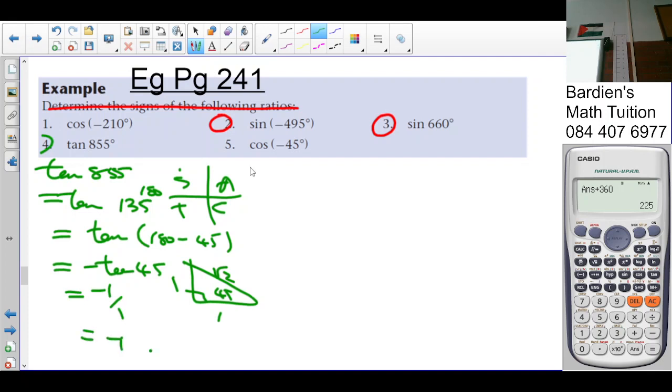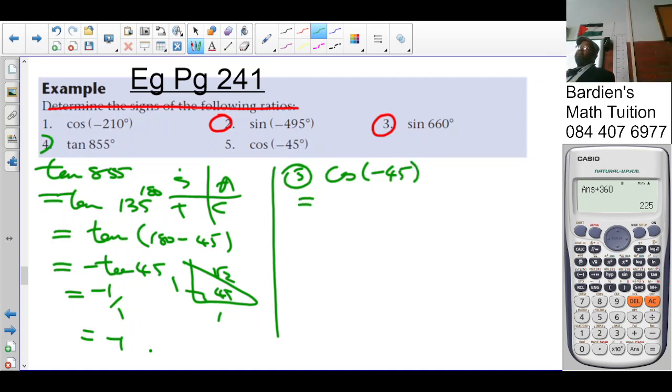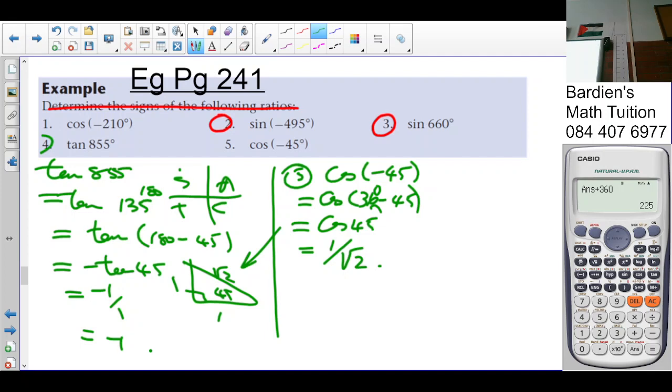Okay, and the last one, number 5. Cos of negative 45. Add 360 to this. What do I get? 315, not so? Which takes you to the fourth quadrant. So it's cos of 360 minus 45, not so? It's cos 45, which is 1 over root 2. You all understand? Yes. Okay.